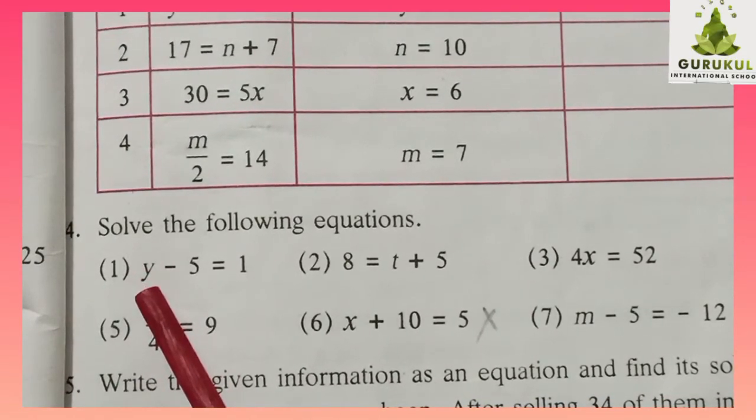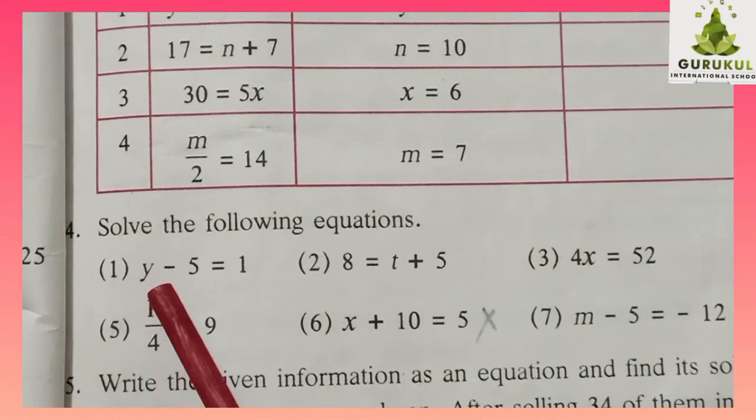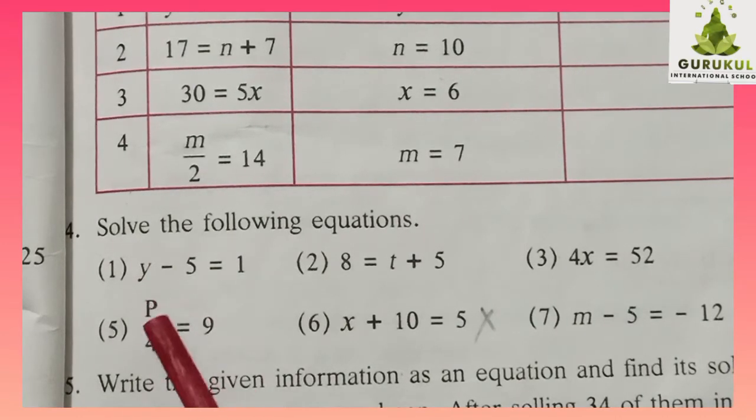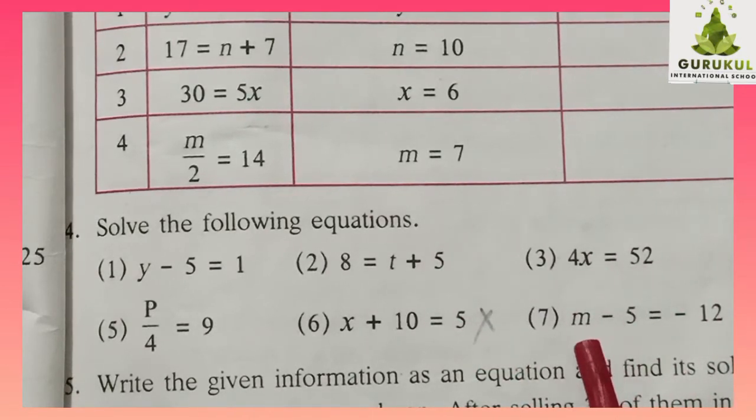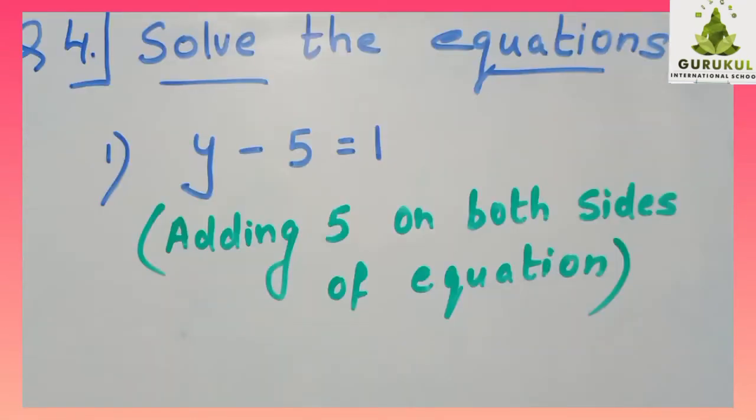Some rules to remember I have already given in the PDF and explained also. You have to use that and find the value of the variable. Here it is p, here it is t. Whichever variable is asked, you have to find its value. Let's start with the first one. Write in your notebook question number 4, first one.